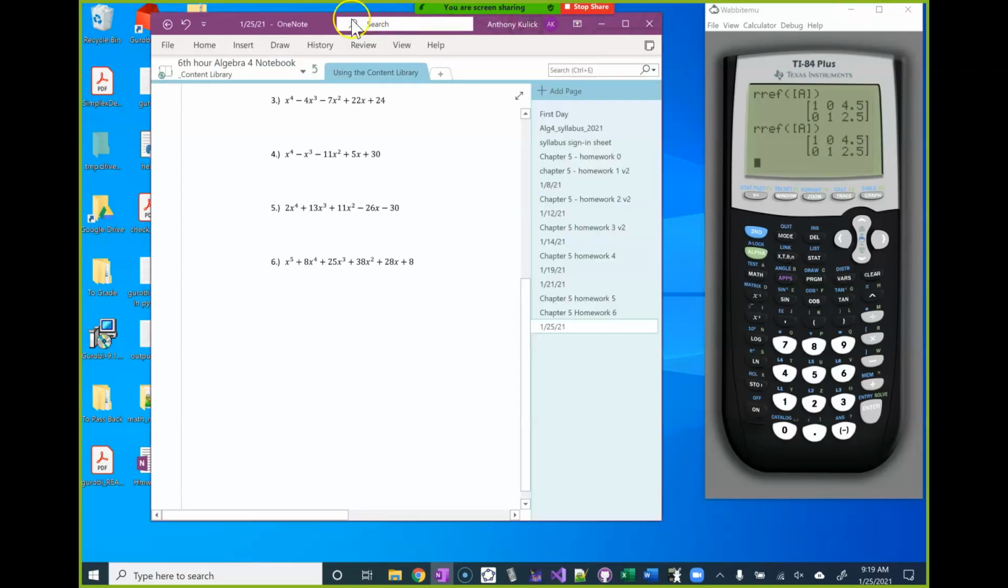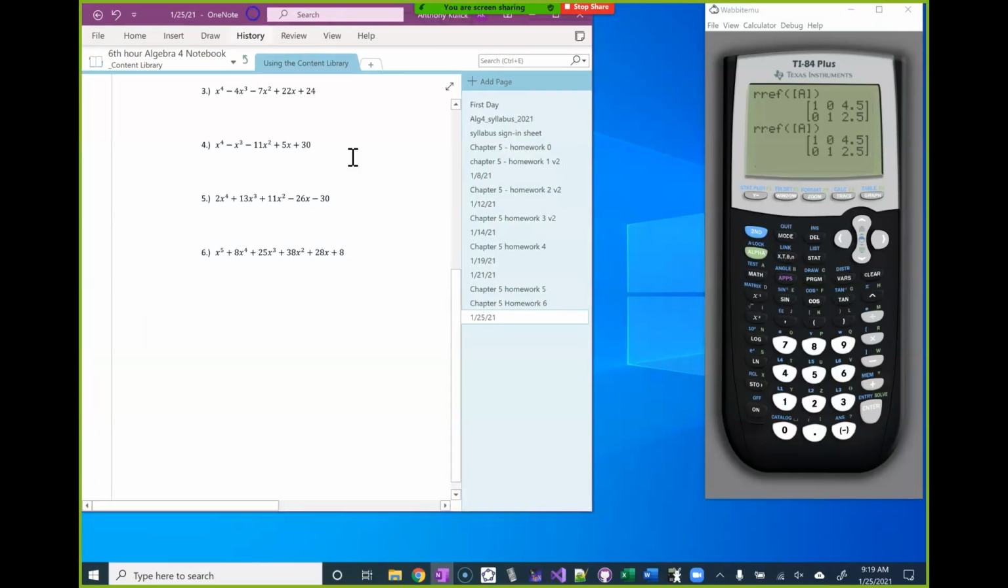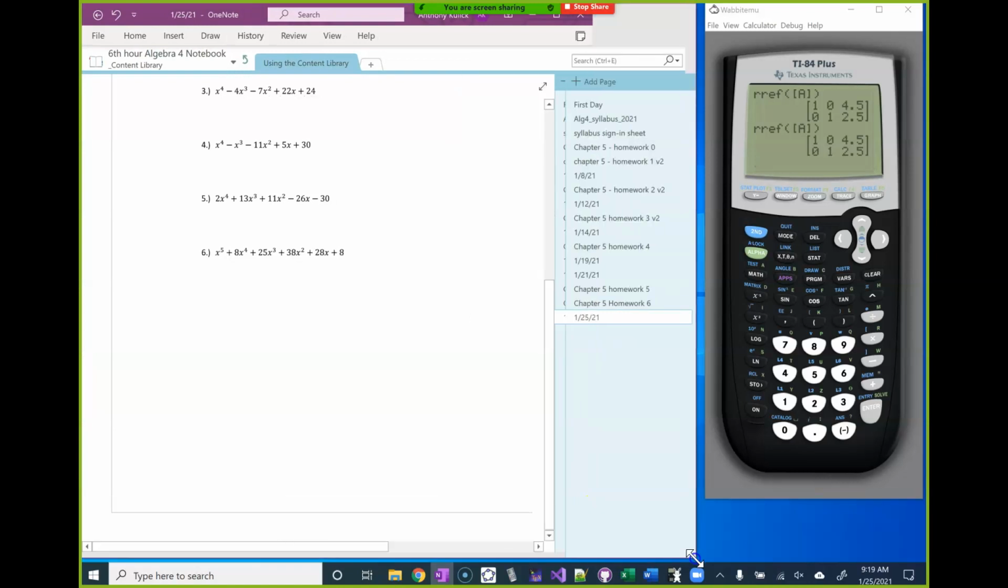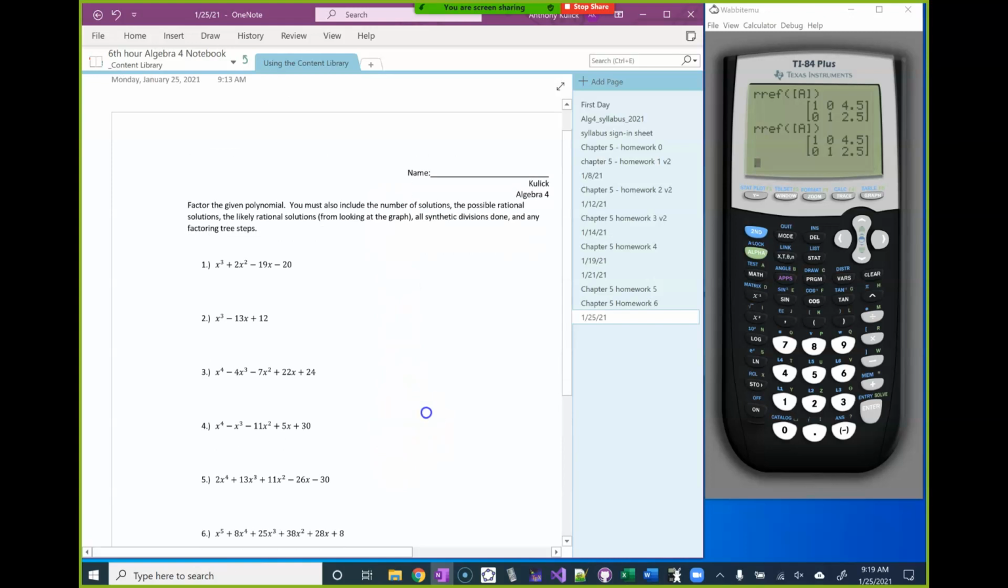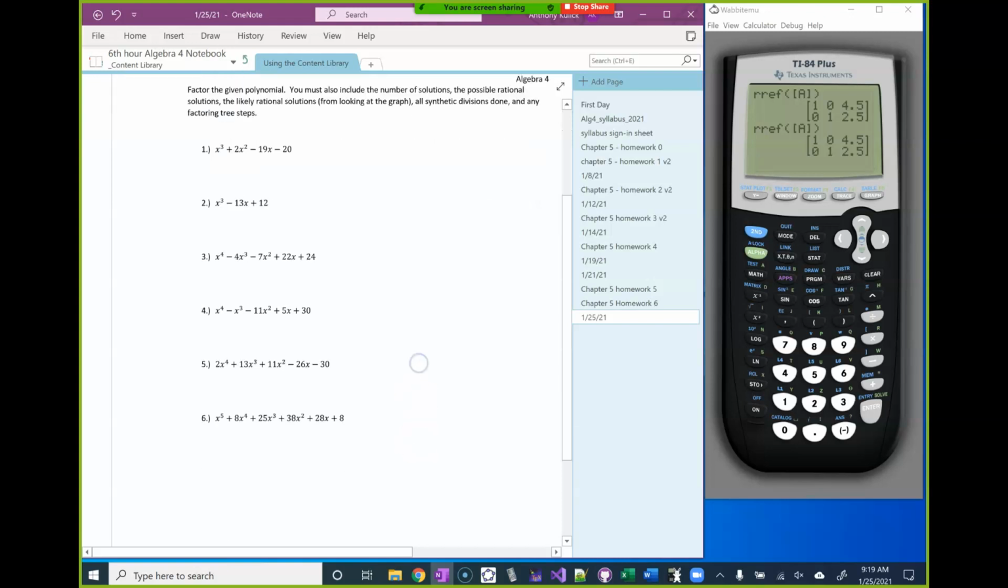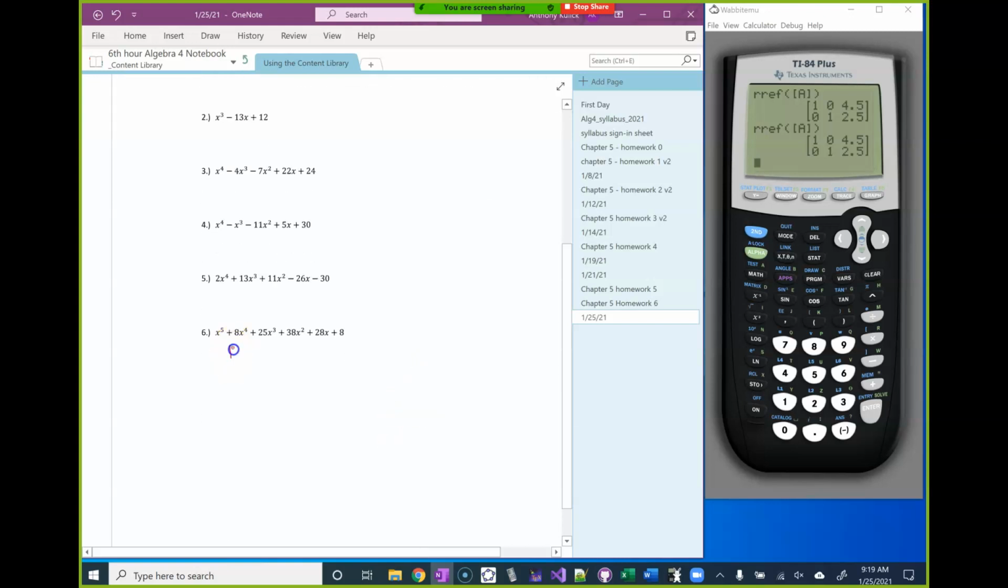So I ask you guys to do several things in the directions here. When I look at this homework, I am going to be picky to make sure that you've followed the directions. Rereading those, it says factor the given polynomial. You must include the number of solutions, the possible rational solutions, the likely rational solutions from looking at the graph, and all synthetic divisions done in any factoring tree steps. So this should have 5 solutions because the degree is 5.